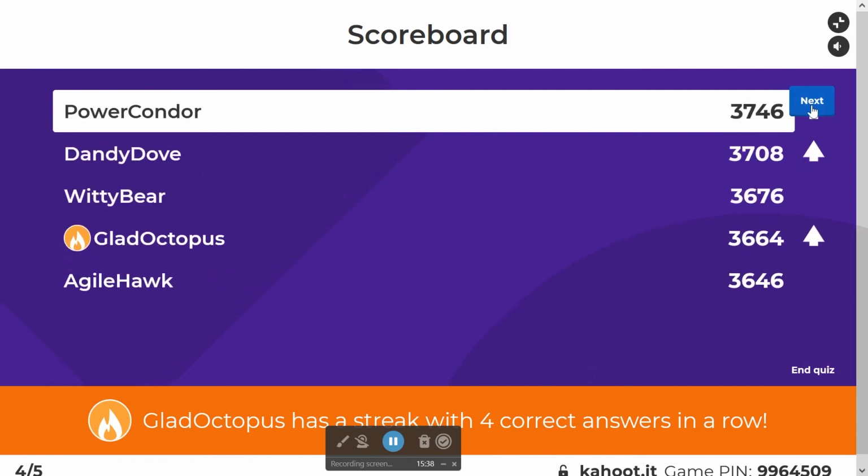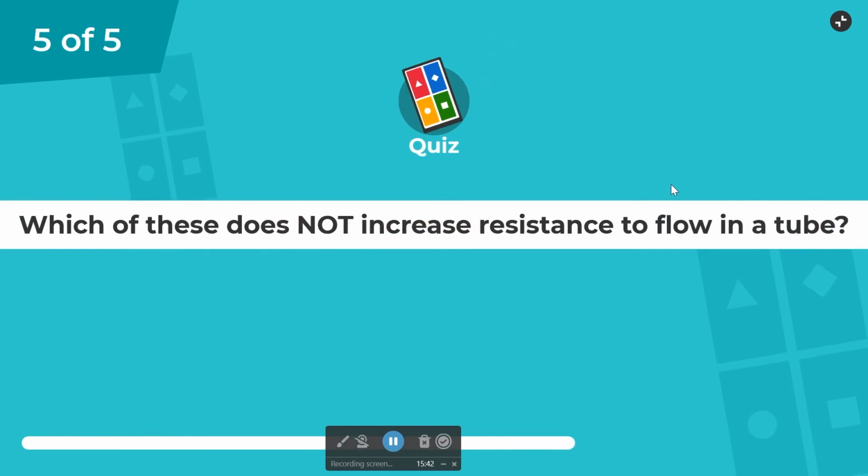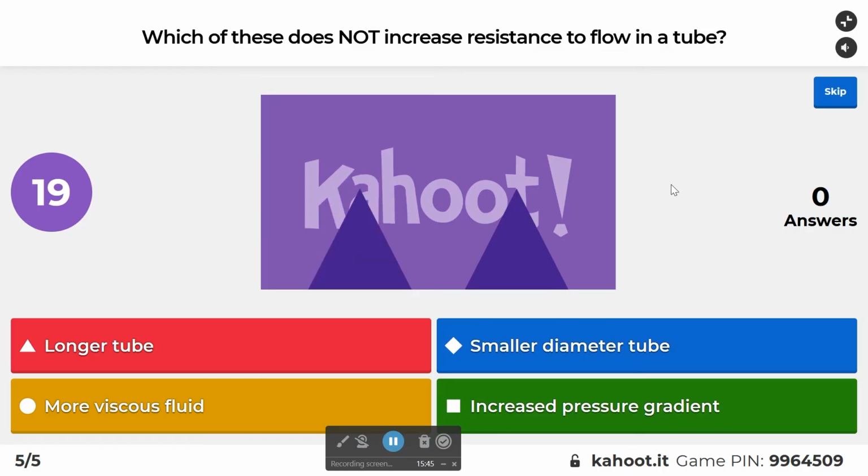Okay, big streak there. All right, last one. Which of these does not increase resistance to flow in a tube?